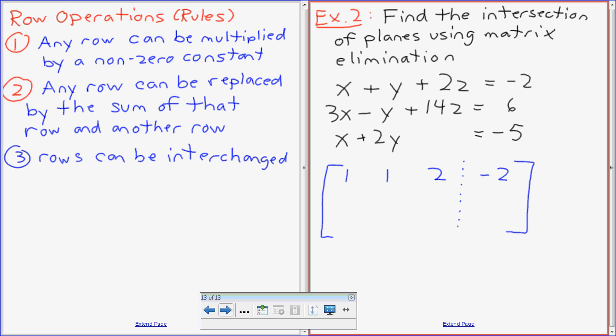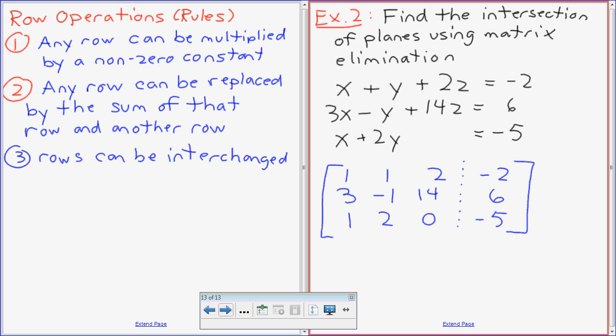Since you're nodding your head, it's good. Can you do the second row for me, please? 3, -1, 14, 6. Very good. Okay, a third row? 1, 2, 0, -5. Okay, I tried to trick you, and you got that trick, no problem. If there's nothing there, you just put a 0. Okay?